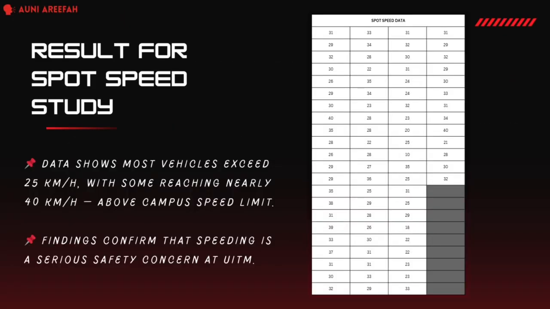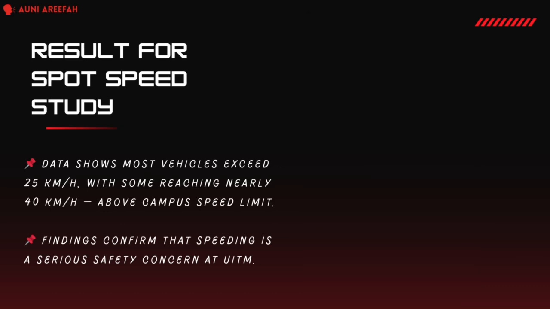From the data collected, we observed that a majority of vehicles travel above 30 km per hour, with some reaching speeds close to 40 km per hour, far above the campus regulation. This clearly indicates that speeding is a real safety concern at UITM.